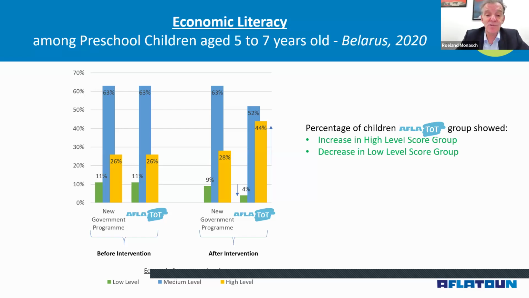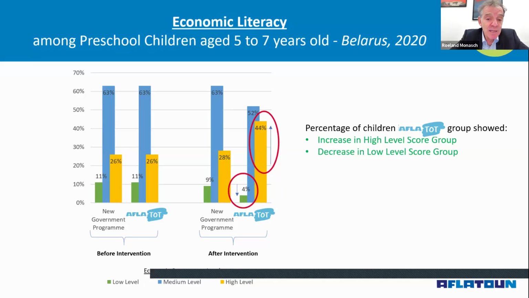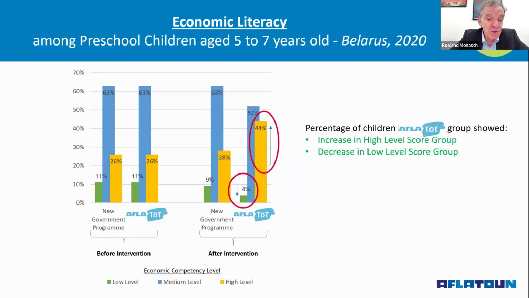And what did we see as a result of this change is that actually the financial behavior and the new curriculum of the government didn't make much change. Despite all the efforts that were put into the new curriculum, the change in high-level financial literacy among the preschool children remained basically the same. However, the children who went through the AflaTot program, what you can see is that the percentage which had low-level financial education reduced significantly, and the children who had high-level financial economic literacy went up significantly.